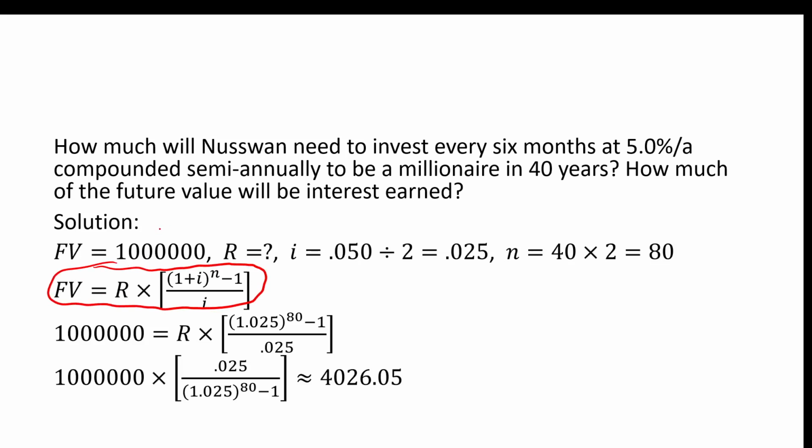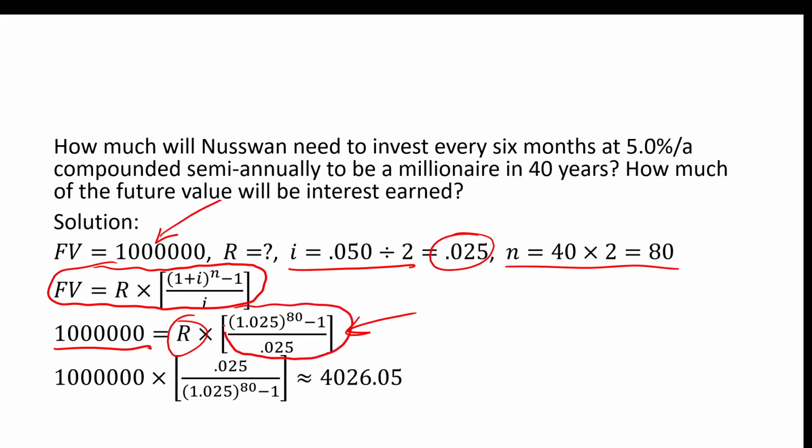He knows his future value is $1 million, so he plugs that in. R is what he's looking for, but he wants to know what the regular payment needs to be. His I value will be 0.025, calculated the usual way. His N value will be 80, calculated the usual way, and that's right there. So what he can then say is that 1 million divided by this value will equal R.